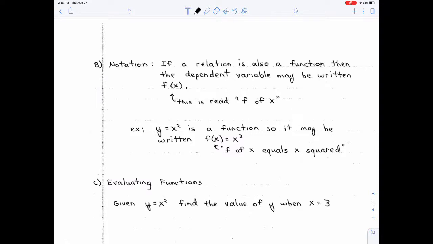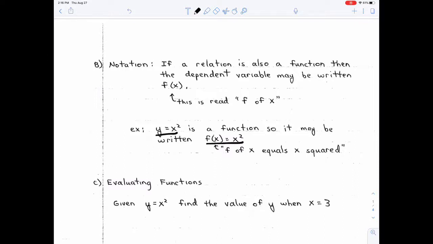Now, y equals x squared is a function. I'm just telling you that. You don't have to worry about how Mr. LeBlanc knows that. He must be a genius. Just telling it to you. So y equals x squared is a function, so it may be written f of x equals x squared. Those two equations are the exact same thing.